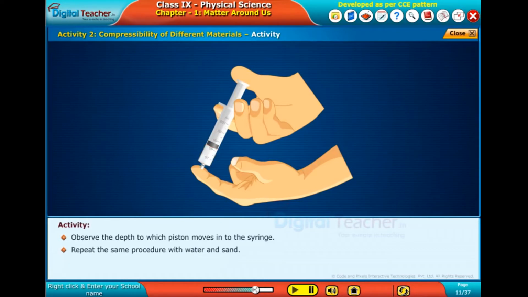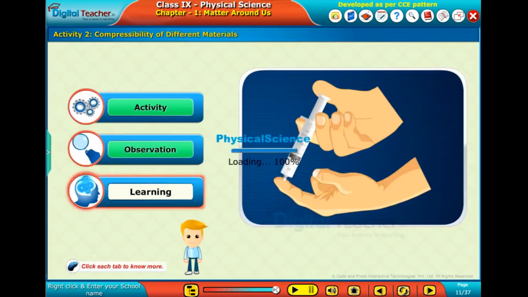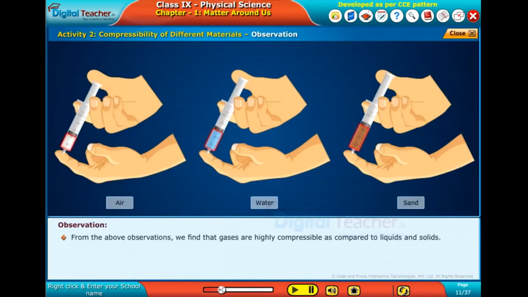Repeat the same procedure with water and sand. Similarly, observe the depth to which the piston moves into the syringe. From the above observations, we find that gases are highly compressible as compared to liquids and solids.